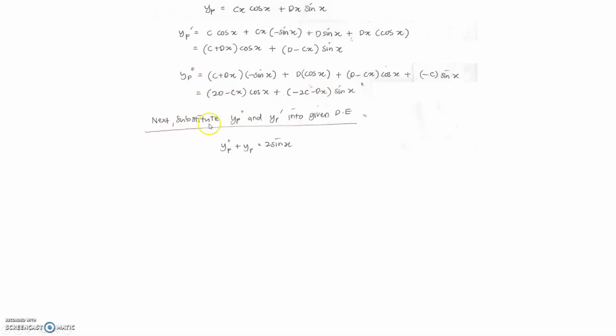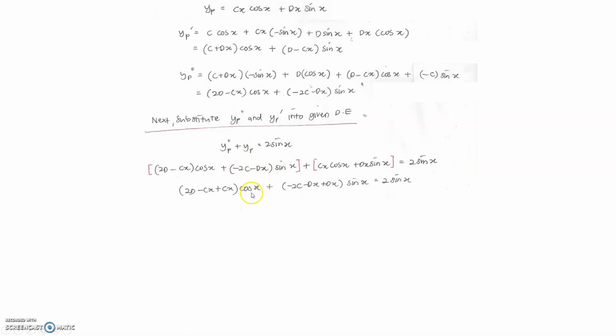Next, we need to substitute yp double prime and yp into the given DE. This time we don't have yp prime, so we just substitute yp double prime and yp into the given DE. In the DE, yp double prime plus yp is equal to 2 sin x, and we substitute accordingly. Then after that, we need to rearrange it according to its own coefficient, so I arrange to the coefficient of cos x and the coefficient of sin x.